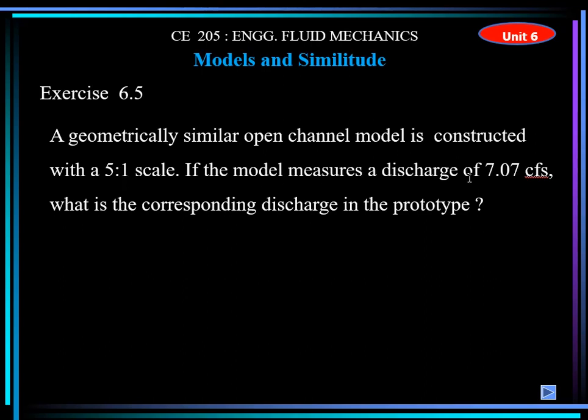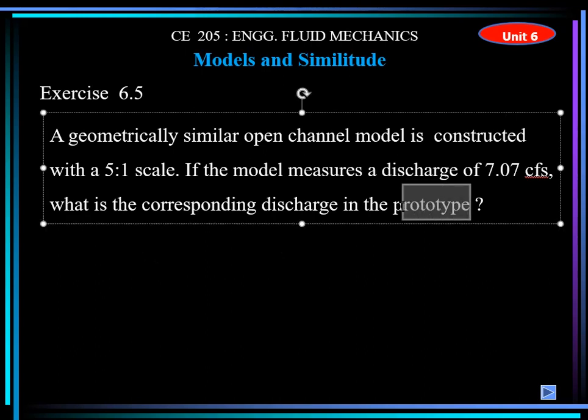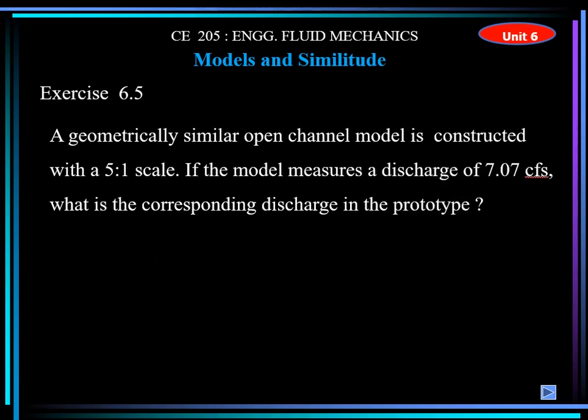If the model measures a discharge of 7.07 cubic feet per second, this is the Q for the model, right? What is the corresponding discharge in the prototype? I have to find out the Q for the prototype. So this is the data. Let us see how we can solve this problem. I have uploaded this one also.